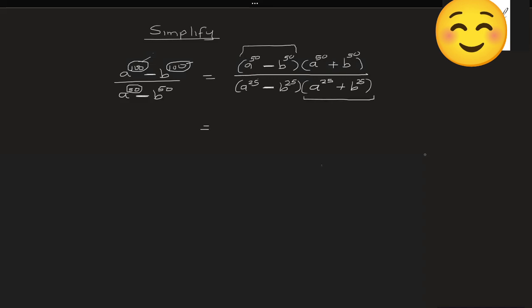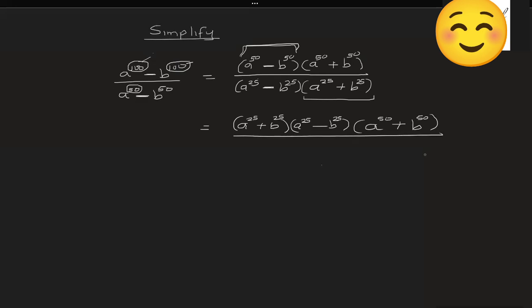So what do we do? Now let's work out this one here. We're going to have 50 divided by 2. We're going to have two brackets again. Two brackets. One with a plus, the other one with a minus. And we're going to have a to the power of 25, b to the power of 25, a to the power of 25, b to the power of 25. So then we write everything else, a to the power of 50 plus b to the power of 50, close the bracket, put it over.